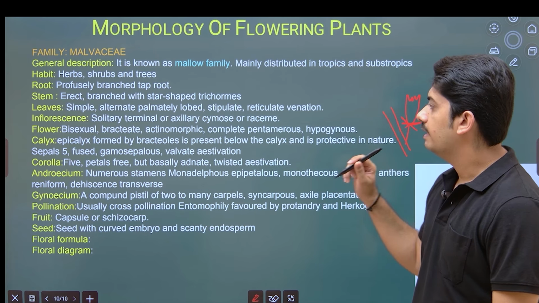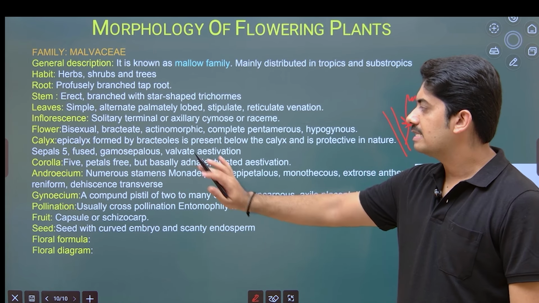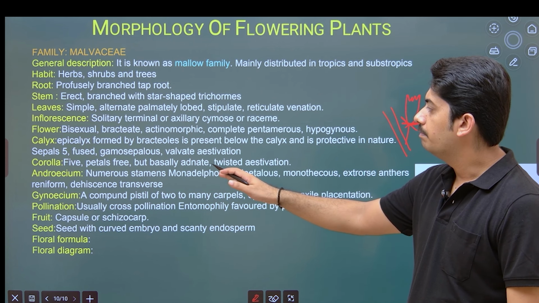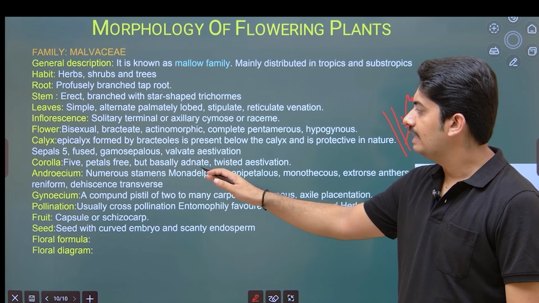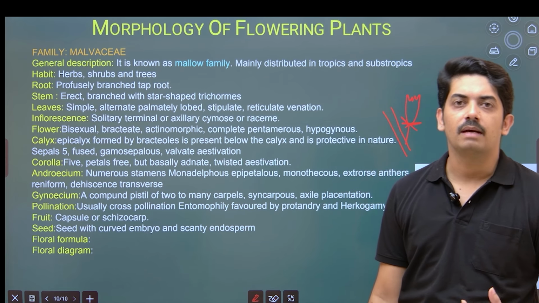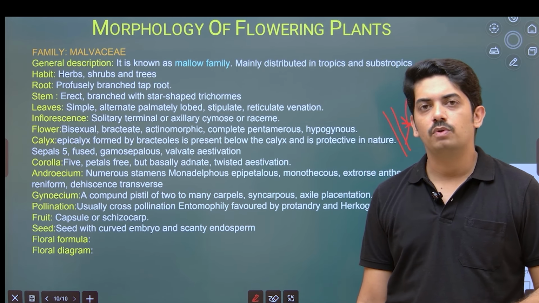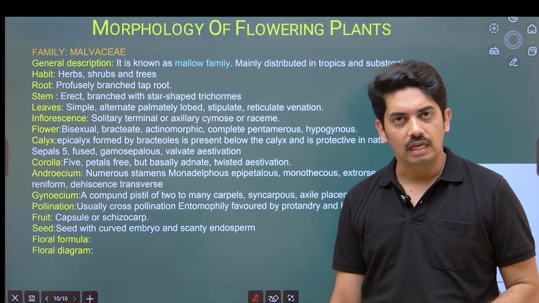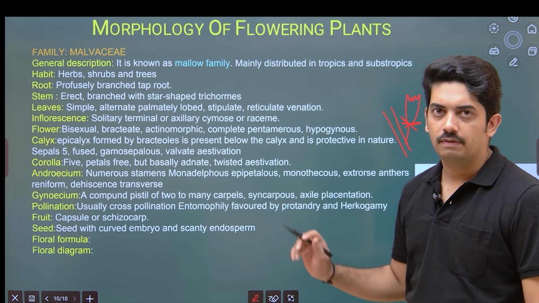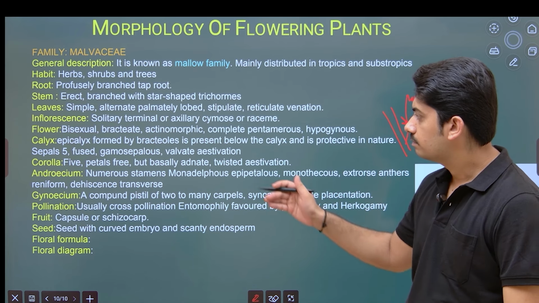It is protective in nature. Then corolla 5. Petals are free, polypetalous condition, but basally adnate. That means we should consider it as a gamopetalous condition or polypetalous condition. If they are fused, then it is gamopetalous condition only. Then twisted aestivation. Petals are twisted, overlapping on one another.